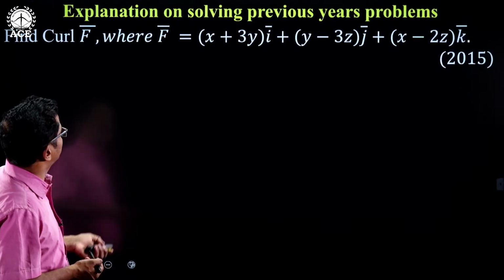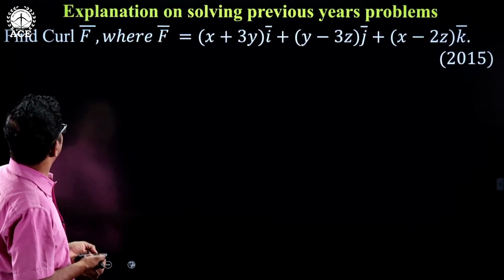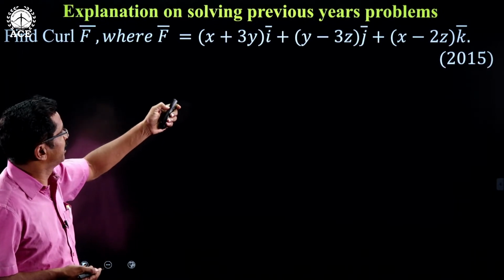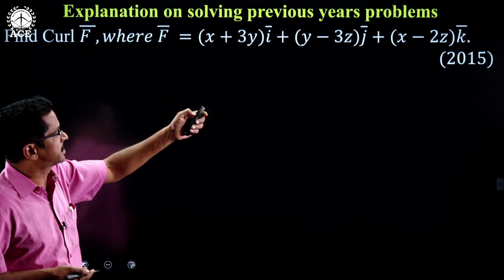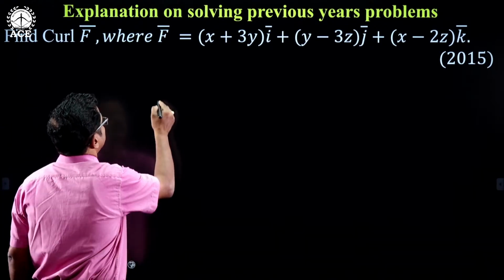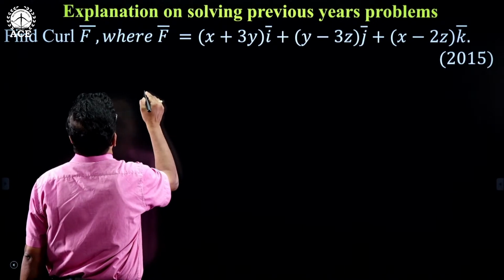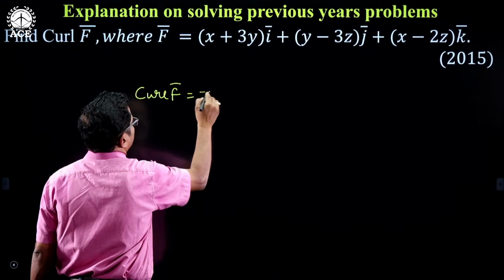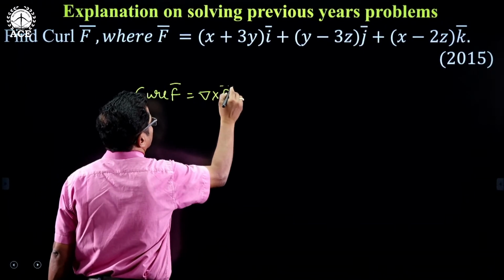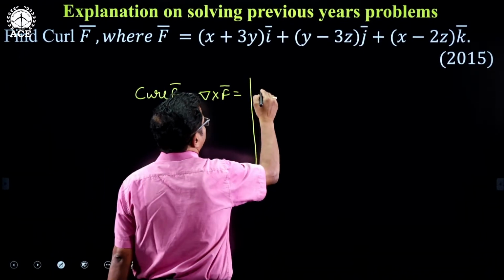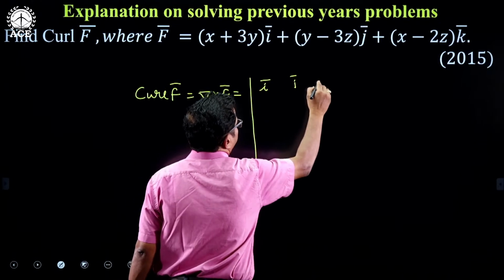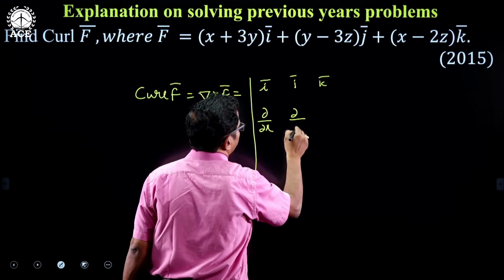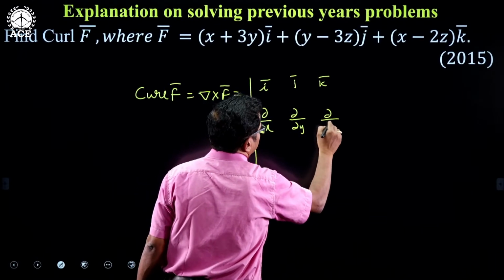Okay, so now let us see one problem under curl, where F bar equals (x plus 3y) i bar plus (y minus 3z) j bar plus (x minus 2z) k bar. So curl F bar equals del cross F bar, which by the formula is the determinant with i bar, j bar, k bar, dou by dou x, dou by dou y, dou by dou z.